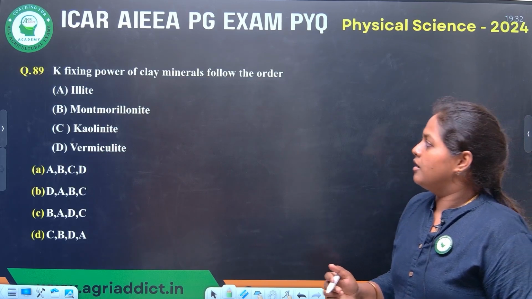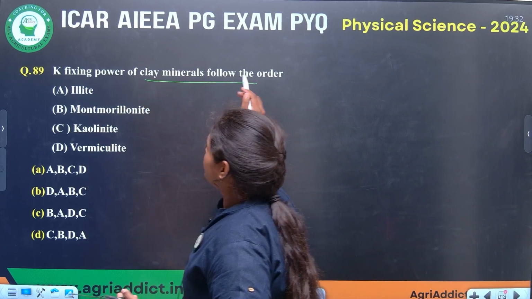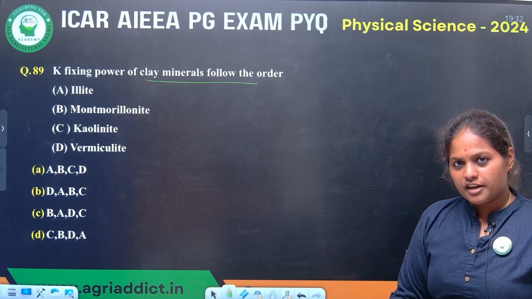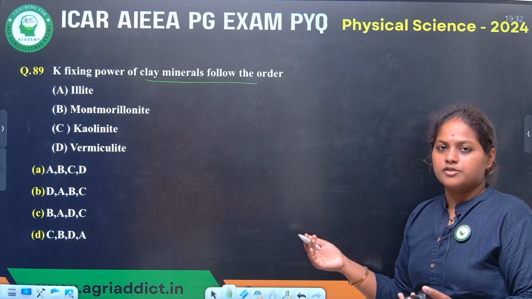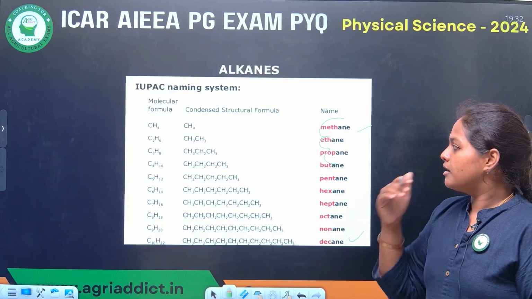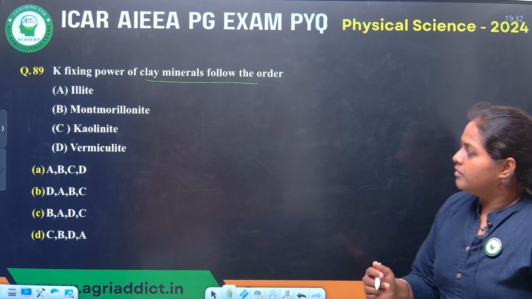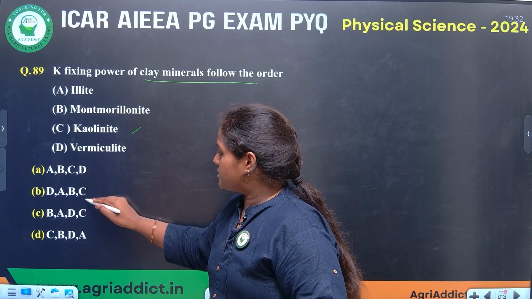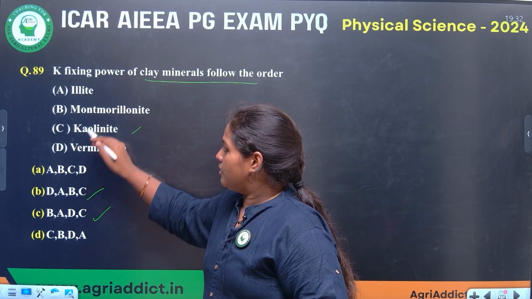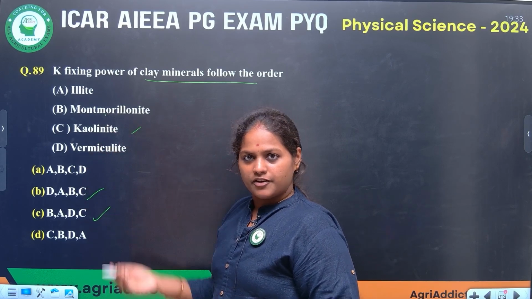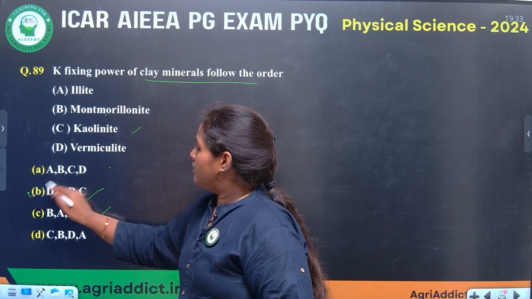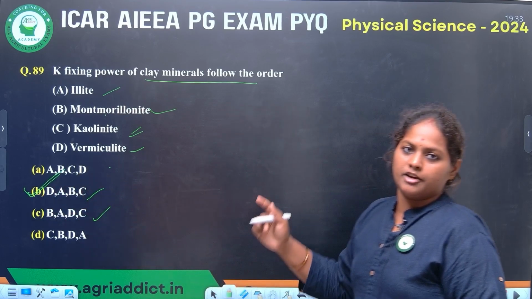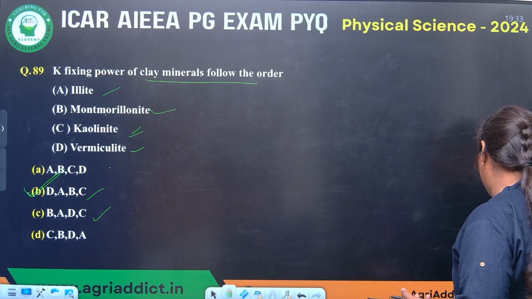Question number 89. Potassium fixing power of clay minerals follows the order. In which clay minerals is potassium fixation more? 2:1 silicates, particularly vermiculite and illite. So kaolinite will come last. Among montmorillonite and vermiculite, vermiculite will have more. D. Vermiculite followed by illite, montmorillonite and kaolinite. D, A, B, C. Likewise, you should eliminate and keep answers.